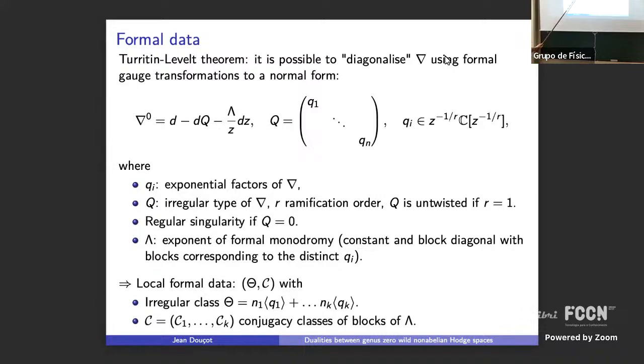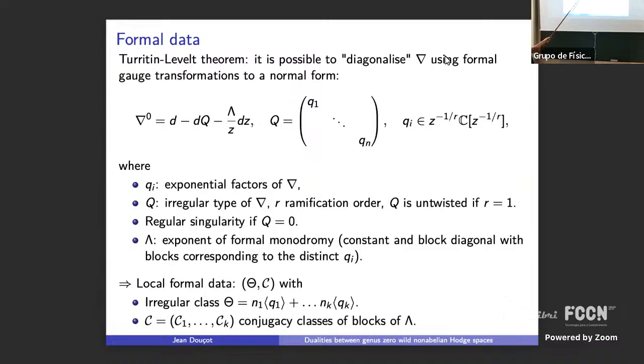And so these Qi are called the exponential factors of the connection, and the collection Q is called the irregular type. This integer r is the ramification order, and I will say that the irregular type is untwisted if it's just one, so there is no need to consider ramification. And the case of regular singularities corresponds exactly to the case where this irregular type vanishes. And then we have this matrix Lambda here. It's a constant matrix called the exponent of formal monodromy. Basically it's a block diagonal matrix, and the blocks correspond to the distinct Qi, essentially.